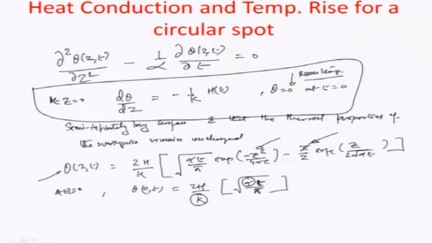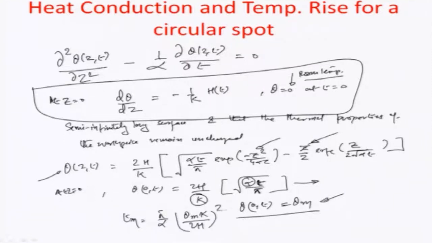And if you want really machining to happen, you have to assume that this theta 0 t of the surface hits the melting point of the surface almost immediately. So, if the melting temperature of the surface is known, we can tentatively estimate the time of machining Tm to be pi by alpha theta m k divided by twice h square. So, that is how time of machining is.